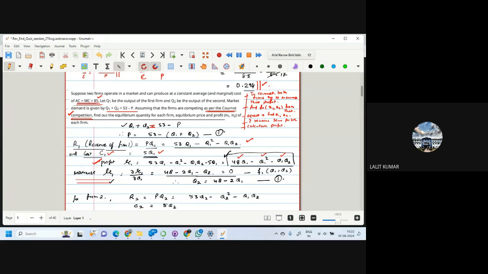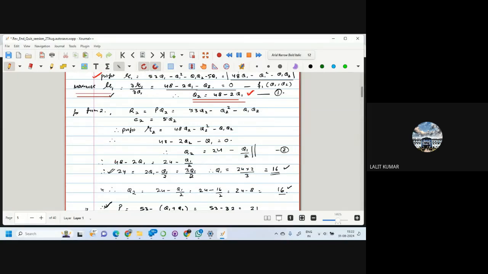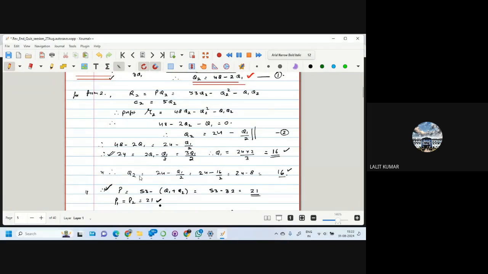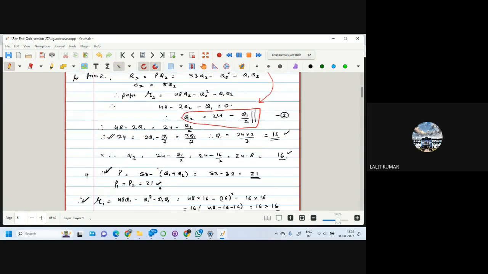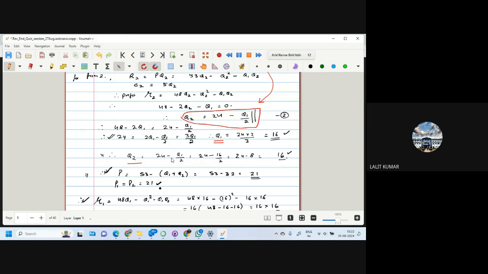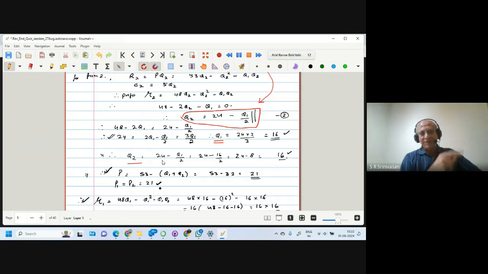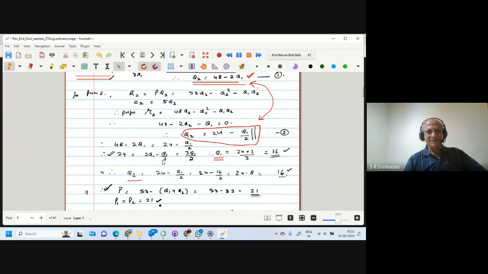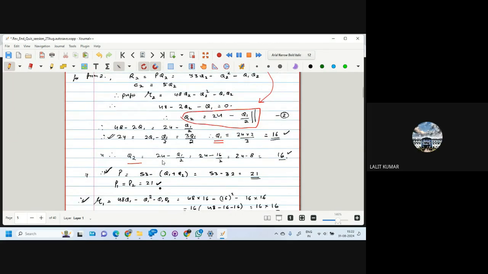We get the first function, which is Q2 is equal to 48 minus 2Q1. Same thing we do for firm 2, and we get the second function, which is Q2 is equal to 24 minus Q1 by 2. Now solving these two functions, we get the values of Q1 and Q2. By the way, these are the same equations, the relation is the same. If you just divide by 2 and multiply by 2, you'll get the same number. Yes. So we get Q1, Q2, 16, 16 in this.